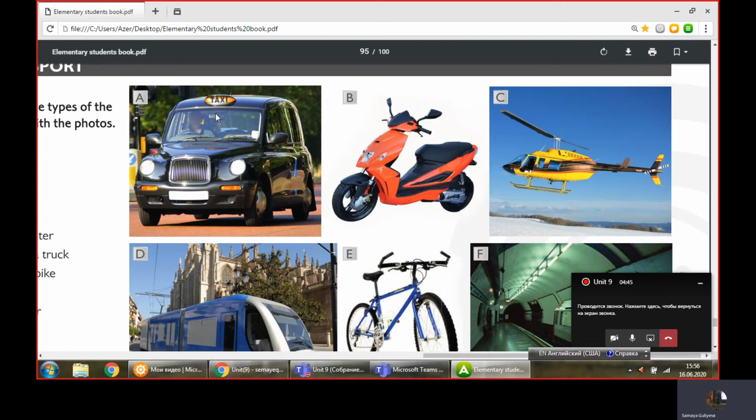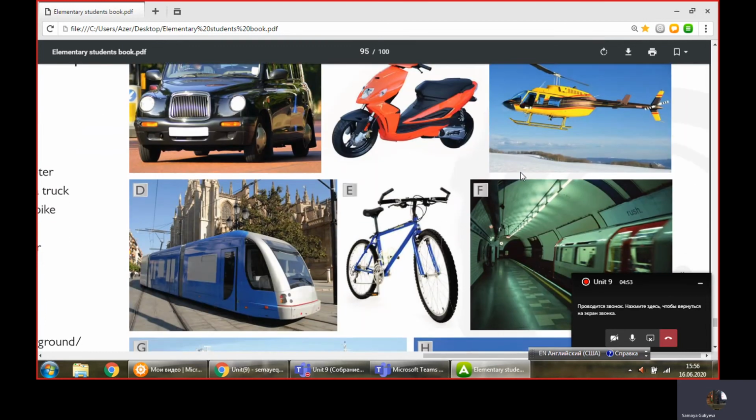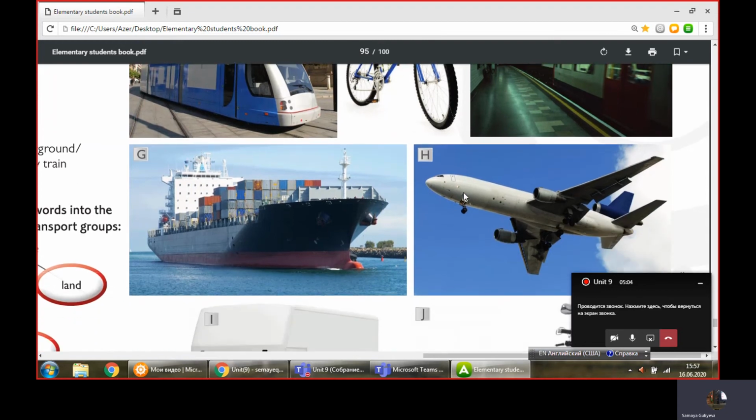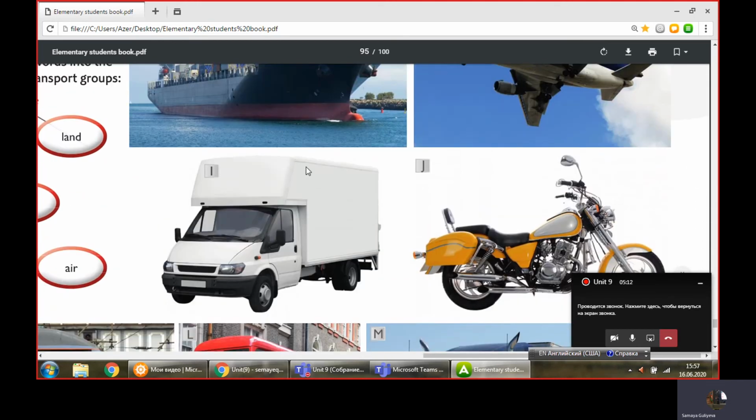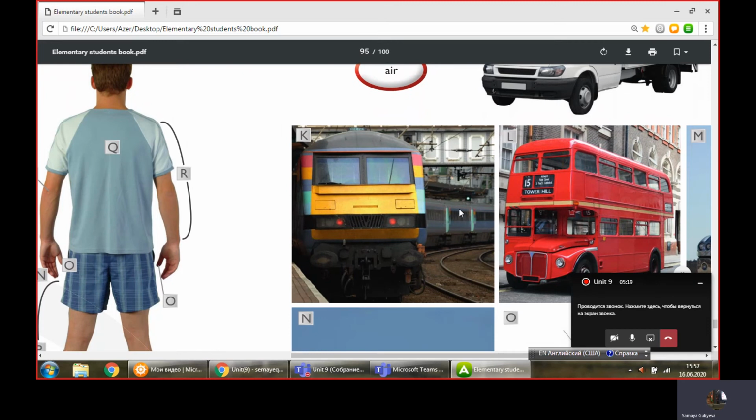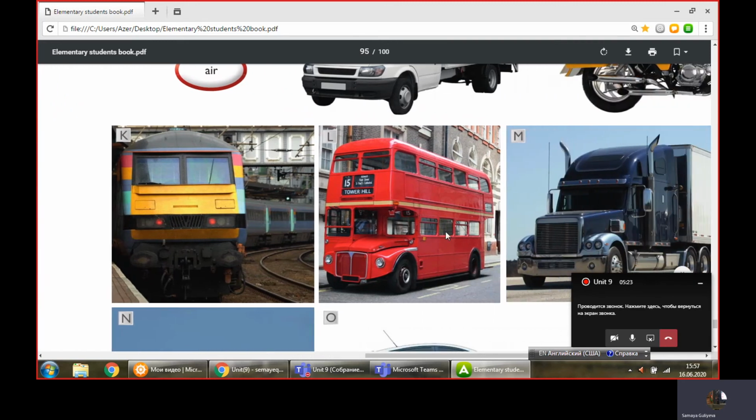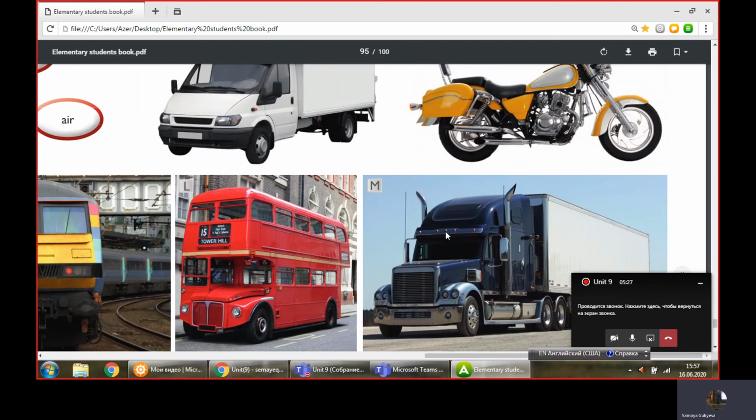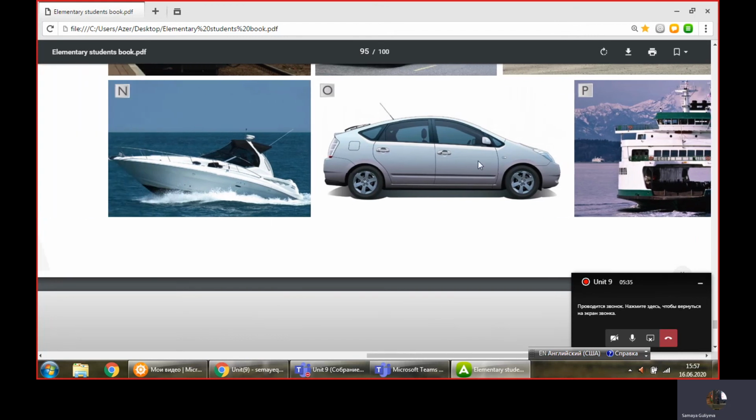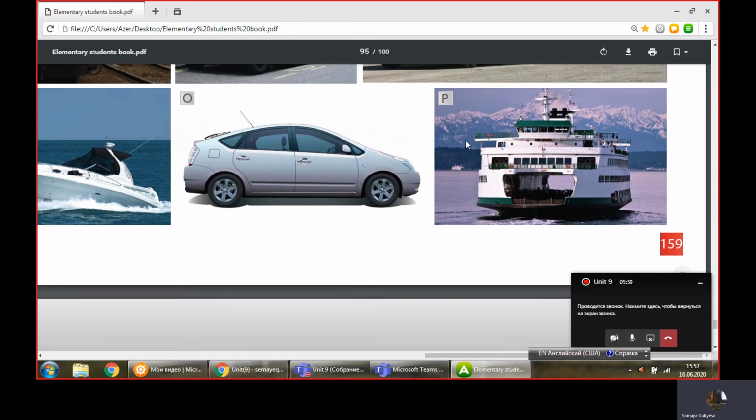So this is a taxi, a scooter, a helicopter, train, bike, subway, underground or tube, ferry, plane, van, motorbike, tram, bus, lorry or truck, boat, car, and the last one is a ship.